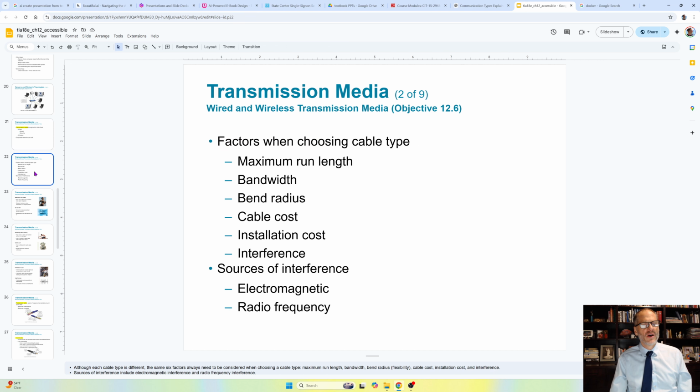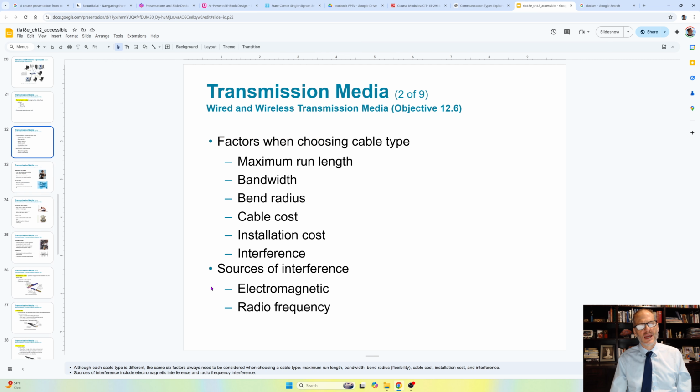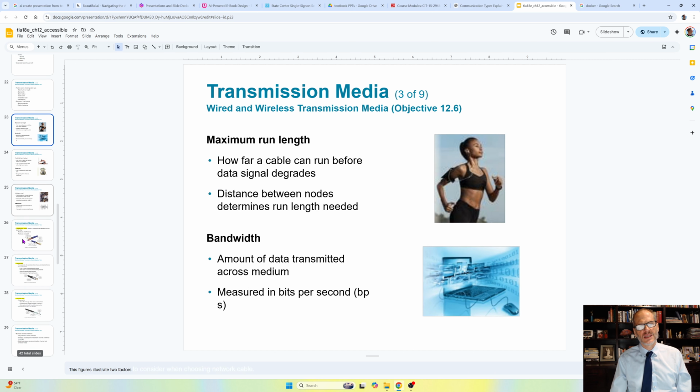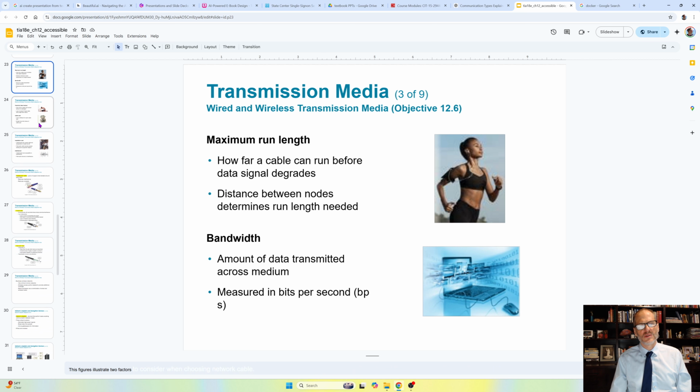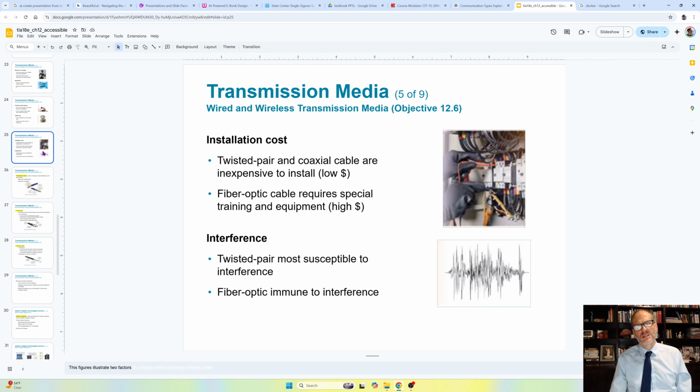And then transmission media, wired and wireless. We've talked about those before, and factors to think about when choosing different cables, and how there could also be interference with the transmission. The next one is additional things to think about when choosing what kind of cables or wireless connections you're using. How far can the cables run? How much bandwidth, how much data could go over that medium? How flexible are the cables? What's the cost? What's the installation cost? Is there any interference, where data gets jumbled going over the cables?